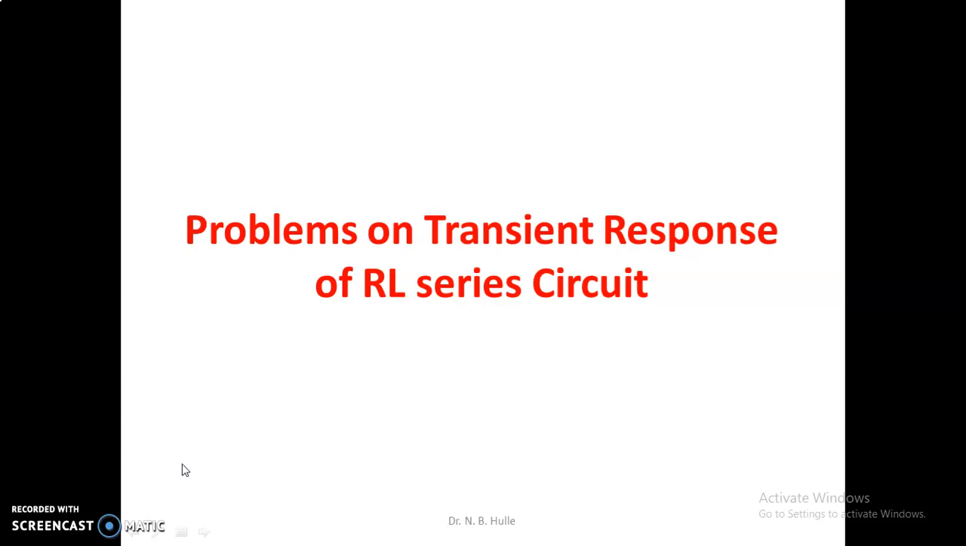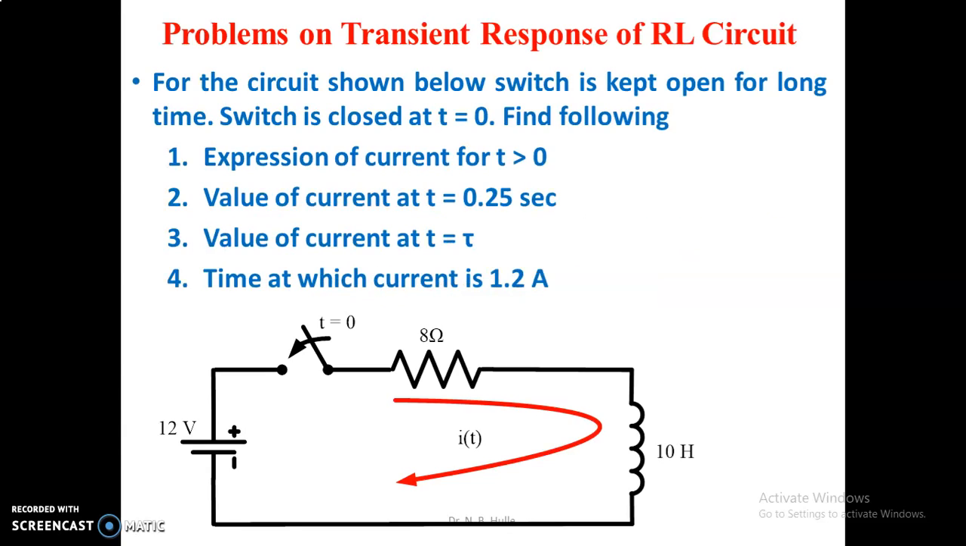In this video, we'll try to solve the problems based on the transient response of RL series circuit. The first problem related to this is, for the circuit shown below, the switch is kept open for a long time, and the switch is closed at t equal to 0. Find the following.